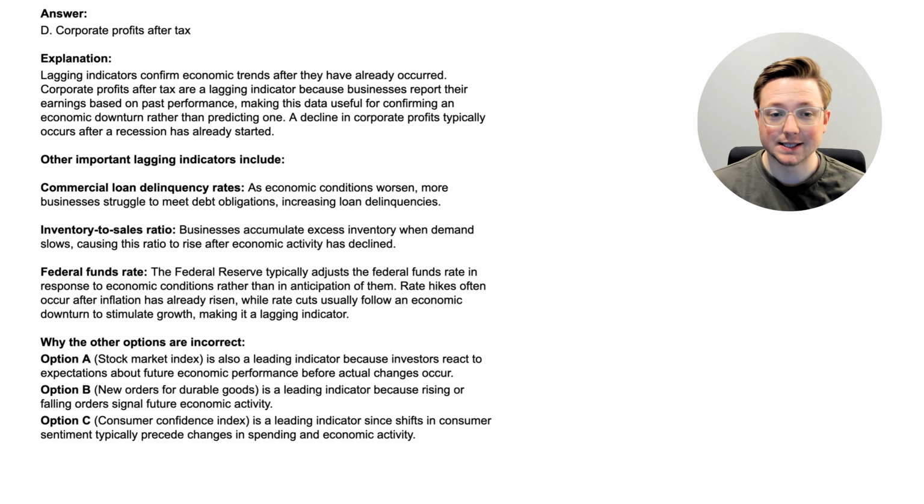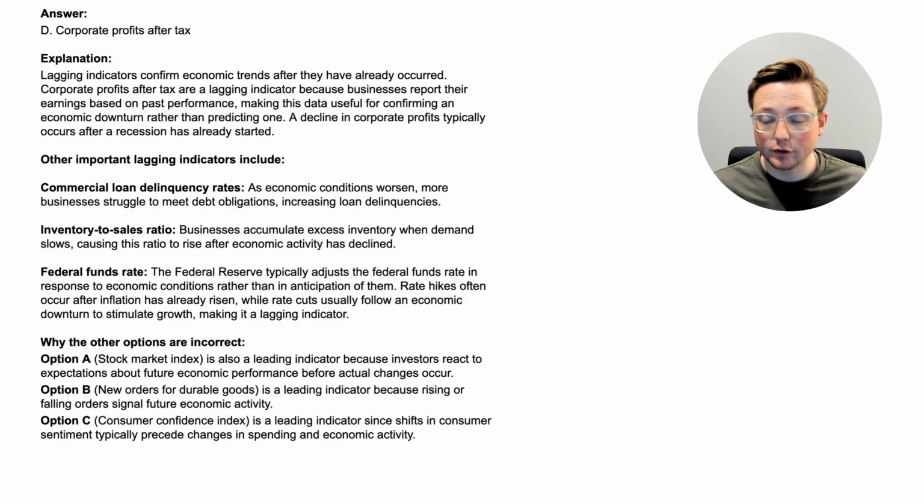Okay, here we are. The answer is D, corporate profits after tax. And we kind of talked about that in question 3, actually, so hopefully you got that. Let's talk about the explanation. Lagging indicators confirm economic trends after they have already occurred. Corporate profits after tax are a lagging indicator because businesses report their earnings based on past performance, making this data useful for confirming an economic downturn rather than predicting one. A decline in corporate profits typically occurs after a recession has already started.